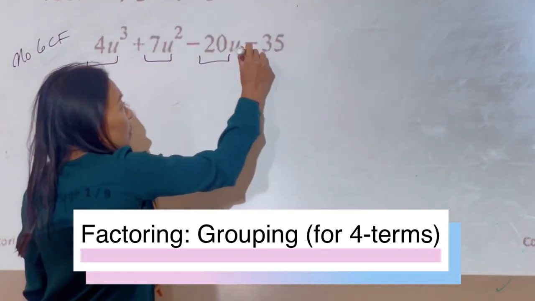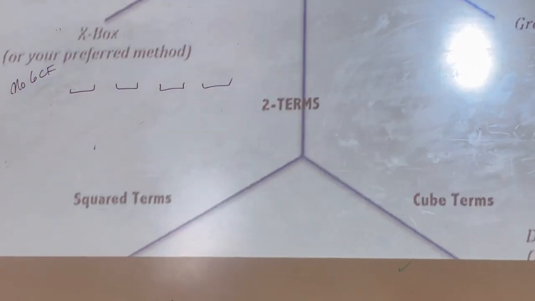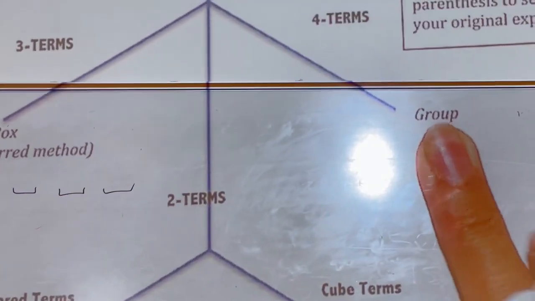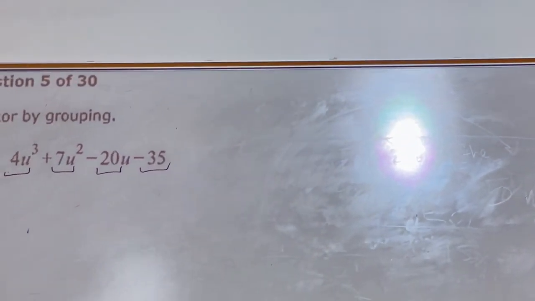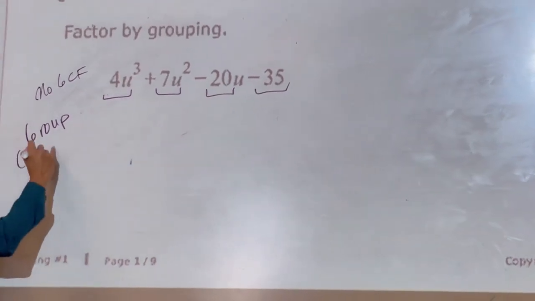4. Okay, so if we have 4, I go back to my factor person. What method do I use to factor this? Grouping. So here, the 4 terms, we do grouping. You can only do this with 4 terms, by the way. So I'm going to do grouping since there's 4 terms.